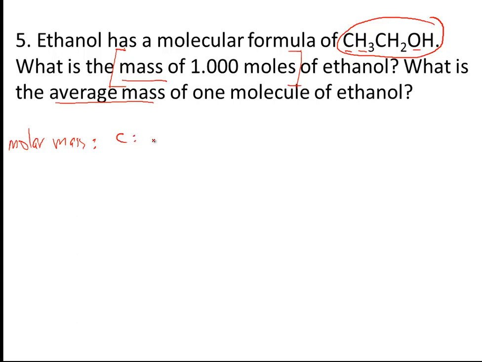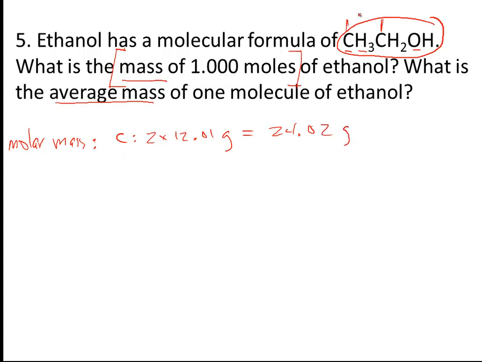So we got carbon, and how many carbons do you see in this formula? If you found 2, you are correct. So that's going to be 2 times the atomic weight of carbon, which, as we saw previously, is 12.01 grams, and so that's going to be 24.02 grams.